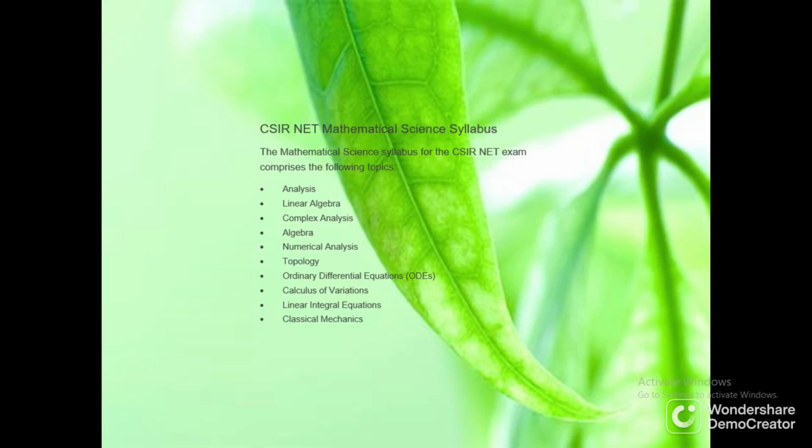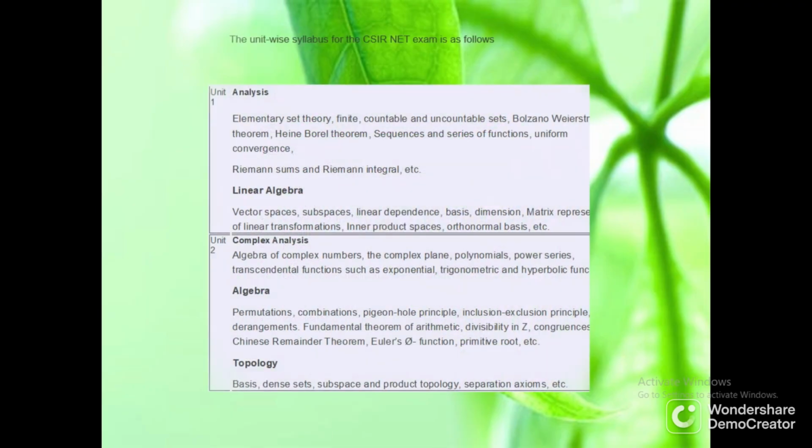So, analysis is the first section. There are two types of analysis here: real analysis and complex analysis. Then there are linear algebra, algebra, numerical analysis, topology, ordinary differential equations, calculus of variations, integral equations, and classical mechanics. Now I discuss the broad syllabus in detail.